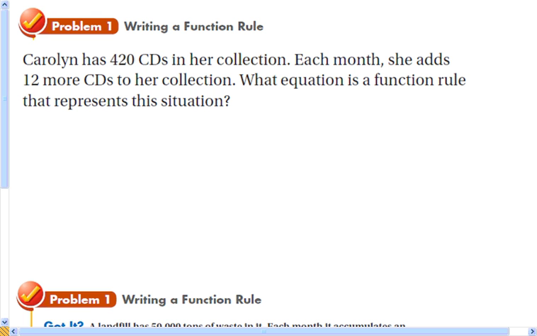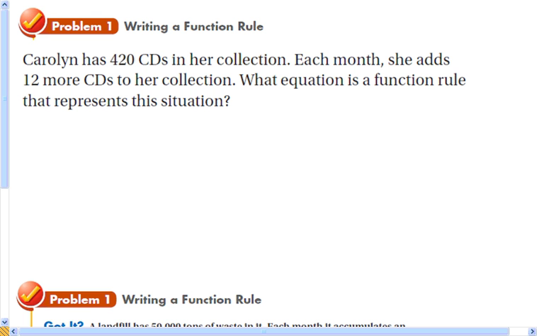All right, Carolyn has 420 CDs in her collection. Each month she adds 12 more CDs to her collection. What equation is the function rule that represents this situation? Now, our goal isn't to learn how to write equations. I think we already know that. It's how to write them as a function rule.